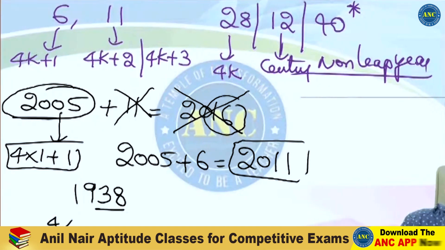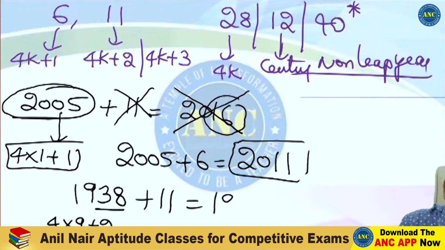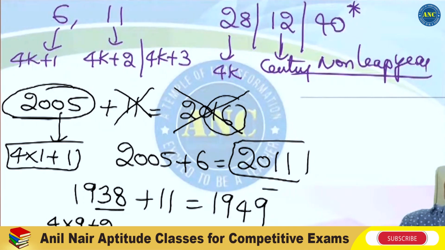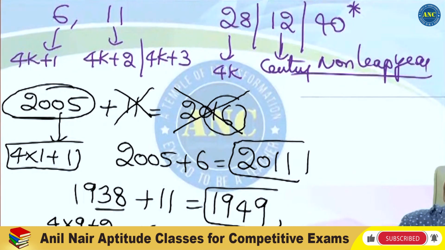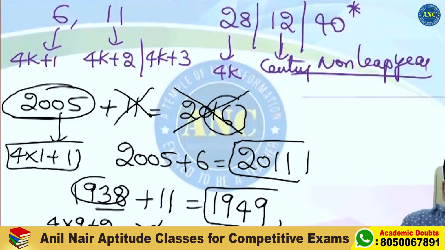38 is 4 into 9 plus 2. 4k plus 2 form. Answer is nothing but plus 11, which is 1949. Right? Sir, in a hurry I took 66. You can correct yourself, which will become 1944. This is a leap year and it is a non-leap year. It cannot be the answer.